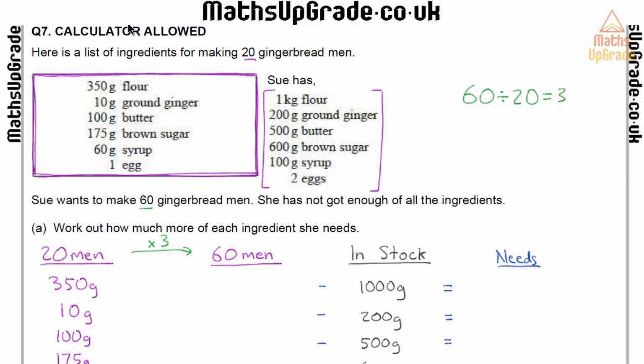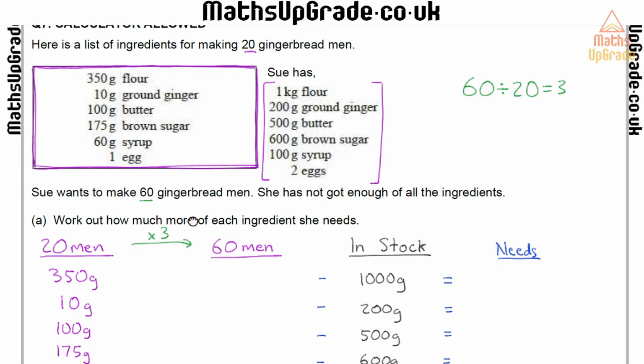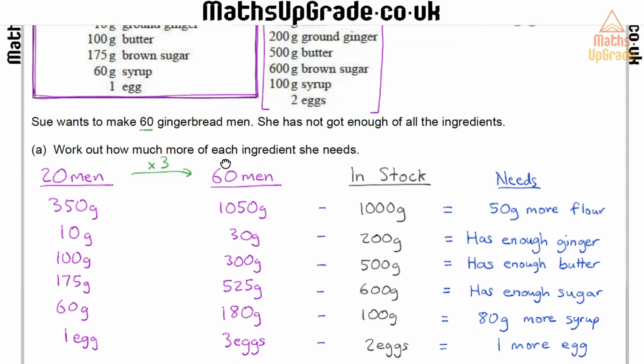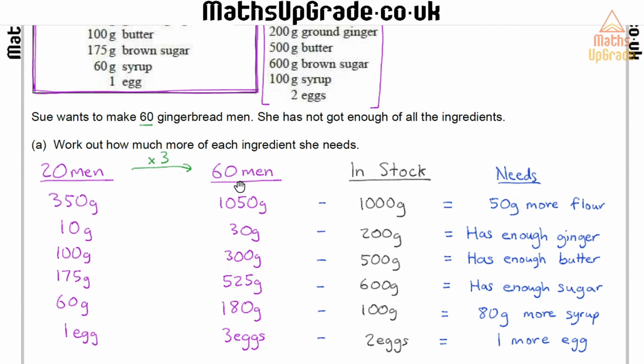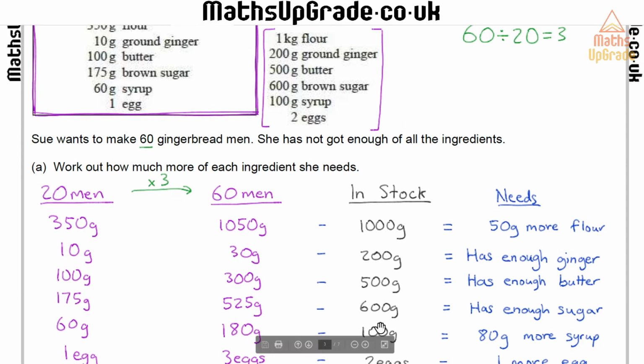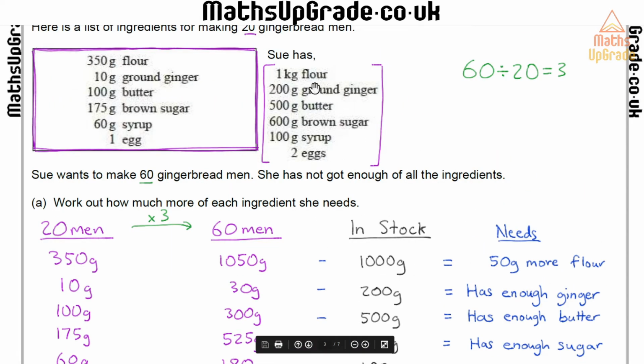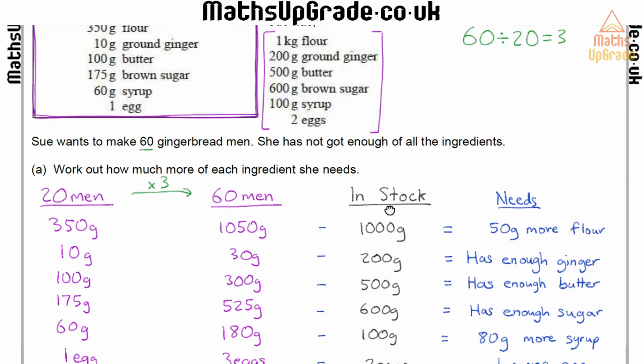So what I'm going to do, I'm just going to list the ingredients she needs for 20 gingerbread men down here. Then I'm going to realise that to get to 60 gingerbread men, well, 60 divided by 20 is 3, so we need to multiply each of these quantities by 3 to scale up for 60 gingerbread men. So if we times each one by 3 with a calculator, I get these values here. Now, I've then listed here the amount she's got in stock, and I've been careful here to convert this amount here in flour into grams by timesing by 1000.